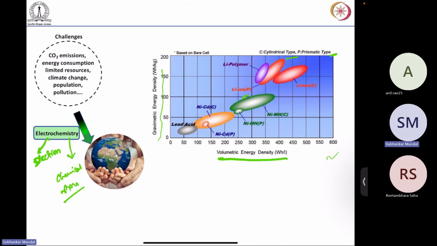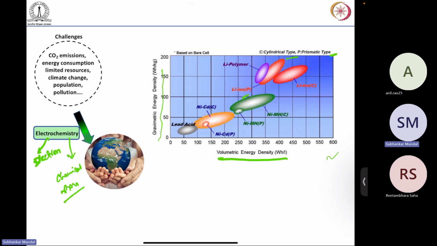Tesla is one of the big companies, and in India, Mahindra and all these people are more interested in electric vehicle development. All these electric vehicles use lithium ion batteries. In a lithium ion battery the capacity is quite high. I will come to that point, why lithium ion battery.